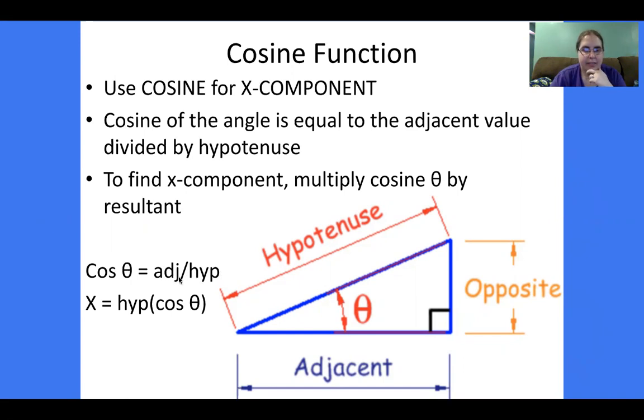To get x by itself, multiply both sides by the hypotenuse, and you end up with x equals hypotenuse times the cosine of theta. All right, see, not too bad. So as long as you know what the hypotenuse, what your r value is, and you know the angle, you can find both the x and y component.